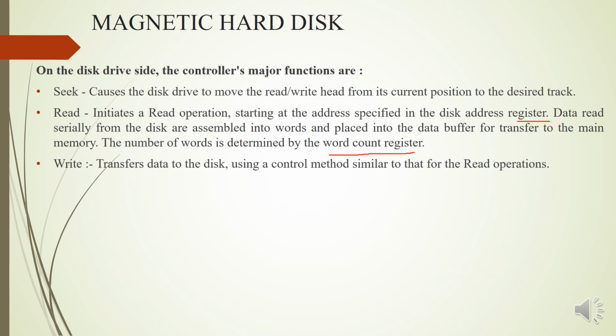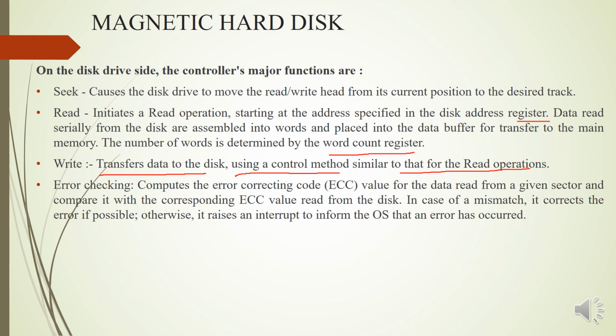Disk controller also performs the write operation. It transfers the data to the disk using a control method which is similar to that of the read operation. It also performs an error checking operation. It computes the error correcting code value for the data read from the given sector and compares it with the corresponding ECC value read from the disk. In case of a mismatch, it corrects the error if possible, otherwise, it raises an interrupt to inform the OS that an error has occurred.